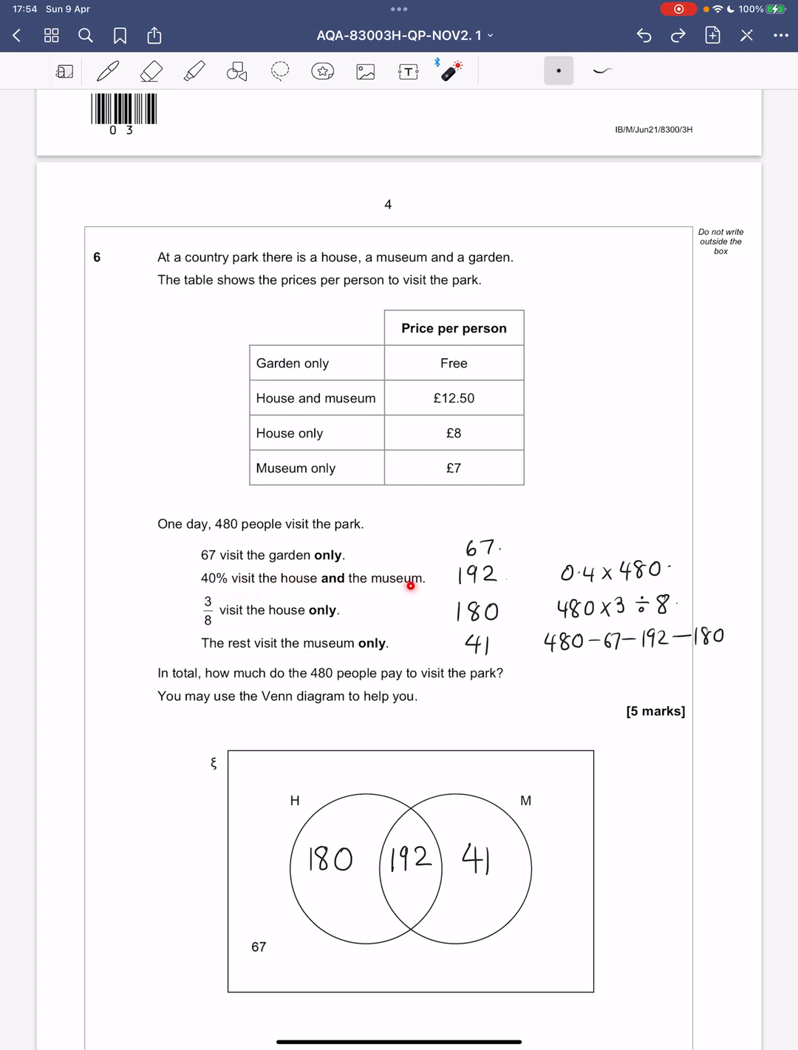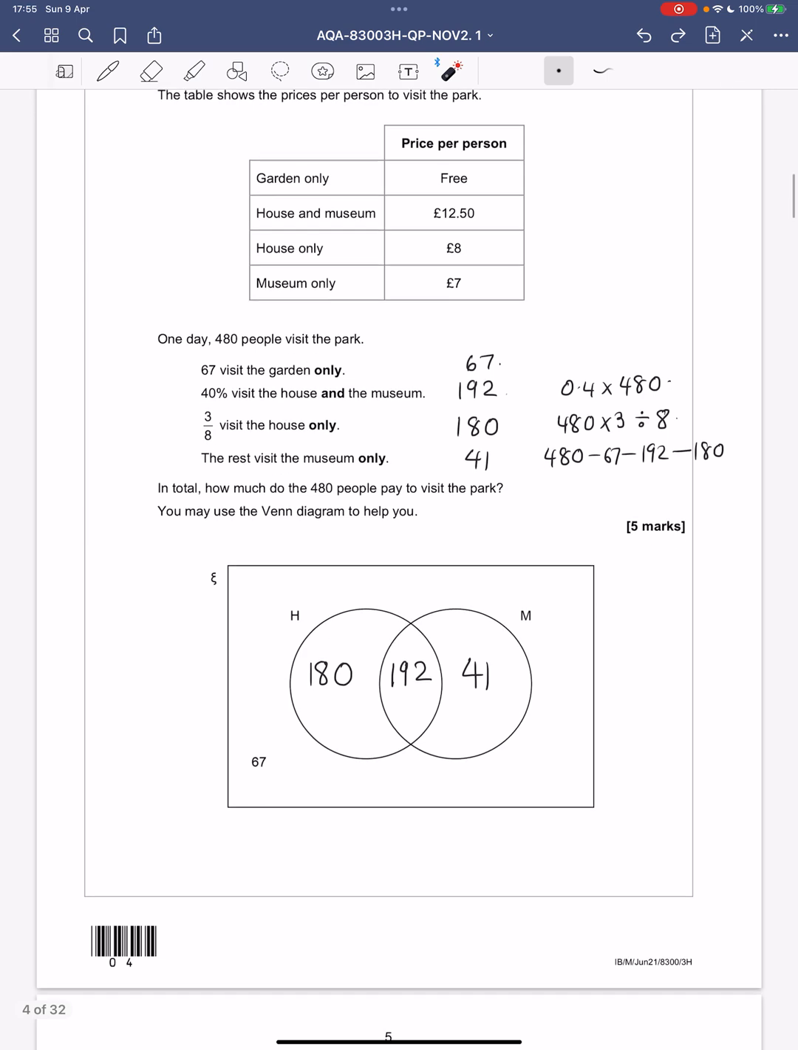40% visit the house and the museum. So I do 0.4 times 480, because that's 40%. That's 192 people, house and museum, so they're in the overlap there. 3/8 visit the house only, so we do 480 times 3 divided by 8, which is 180. And then the rest, so it's 480, take away 67, take away 192, take away 180, leaves 41.